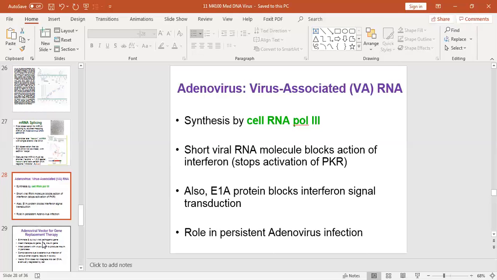Also, another advantageous tool of the virus is the presence of E1A protein that also, along with virus-associated RNA molecules, blocks interferon signal transduction. So when you think about it, the virus uses multiple mechanisms to hamper or block the local immune response, which is the interferon signaling and production of antiviral effector molecules. The result is persistent adenovirus infection.